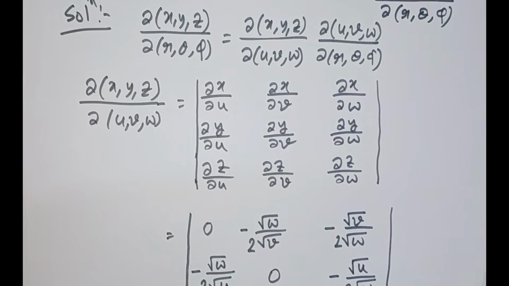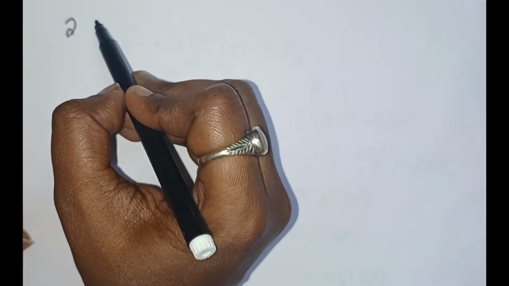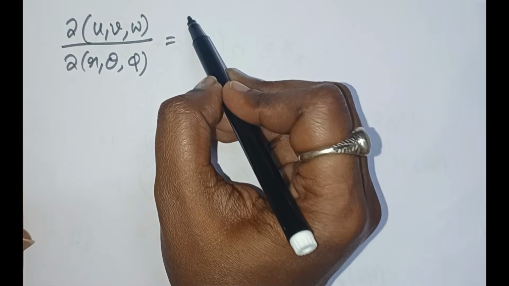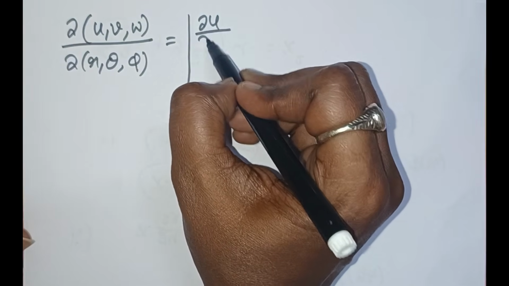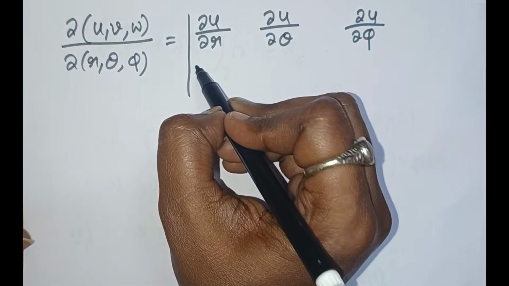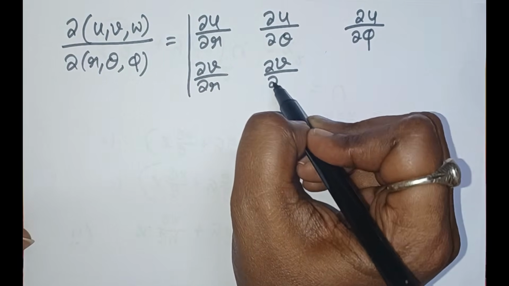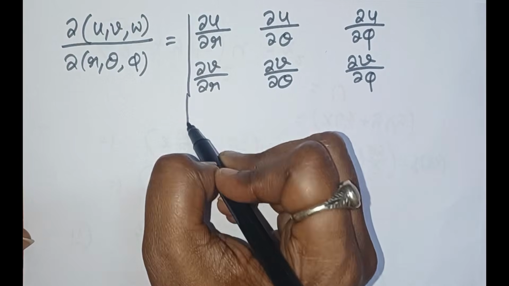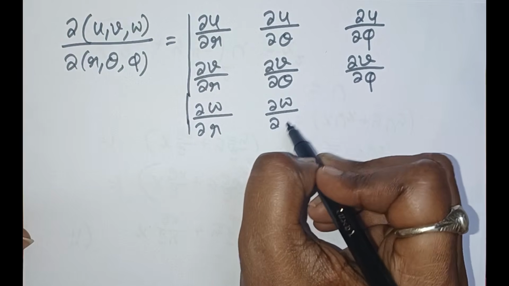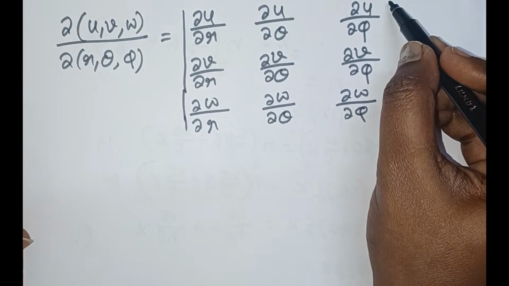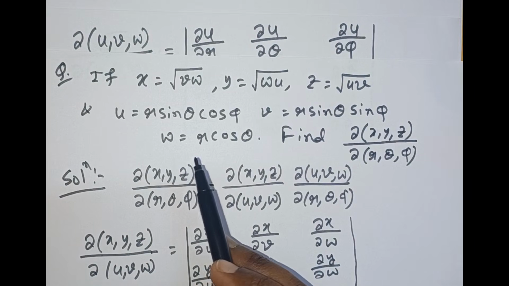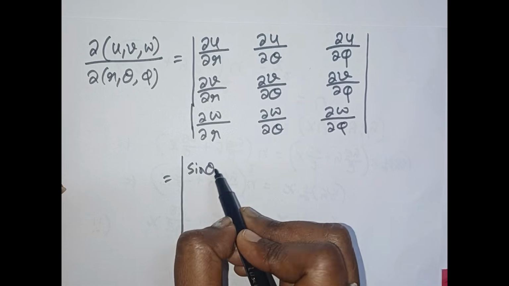Now we have to calculate the second one, that is del uvw with respect to del r theta phi, which is equal to del u del r, del u del theta and del u del phi. First row, second row is del v del r, del v del theta, del v del phi. Third row is del w del r, del w del theta and del w del phi.